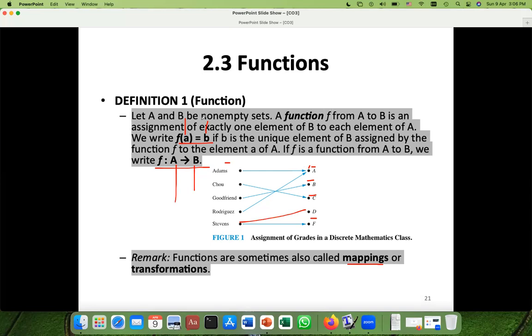So now you can see that if you have two sets A and B, and they are non-empty sets. If you have the empty set, then you have no relation, so you have no elements for anything. If they are non-empty, then a function f from A to B is an assignment. You have to assign exactly one element of B to each element of A. So this is what is written here.